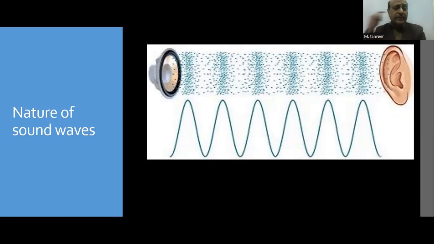When it reaches your ear, then the sensation of sound is produced. So sound waves always travel in the form of compression and rarefaction. Rarefaction means where pressure is less. Compression means where pressure is more, where particles are close with each other. Where particles are far apart, this is called rarefaction. The nature of sound wave is a compressional wave. So these are called compressional waves.